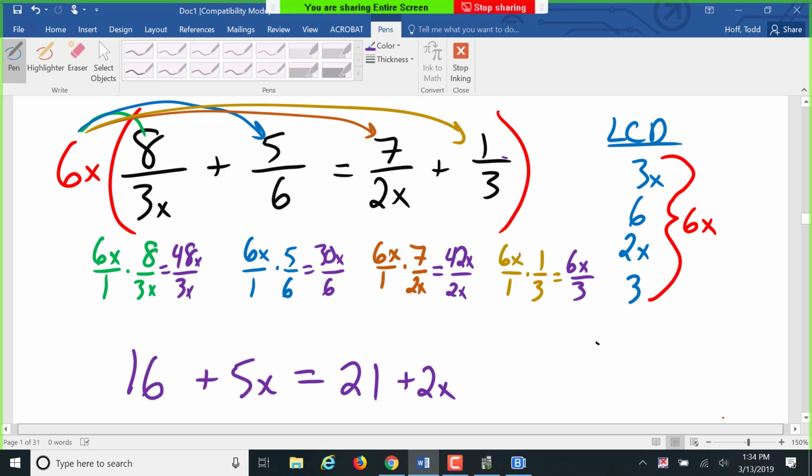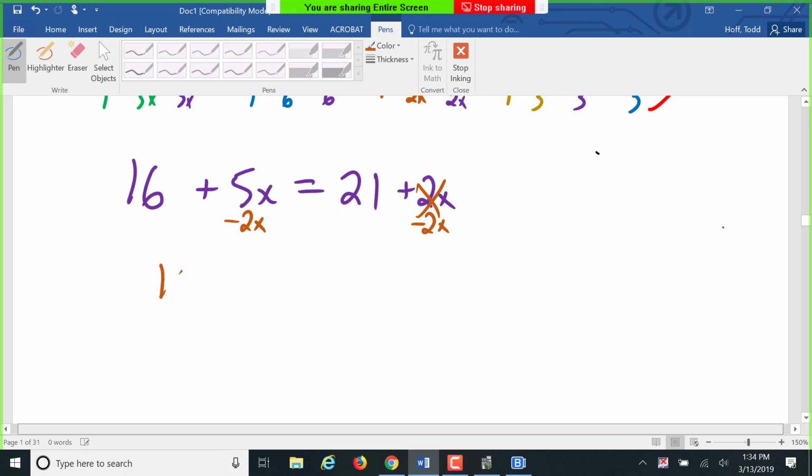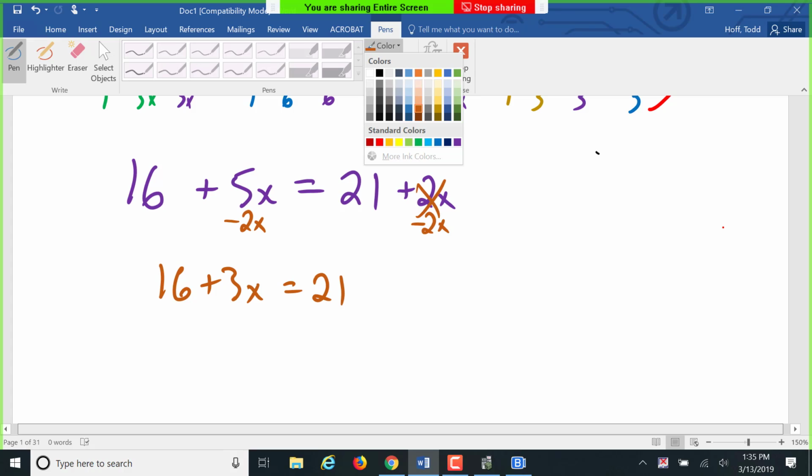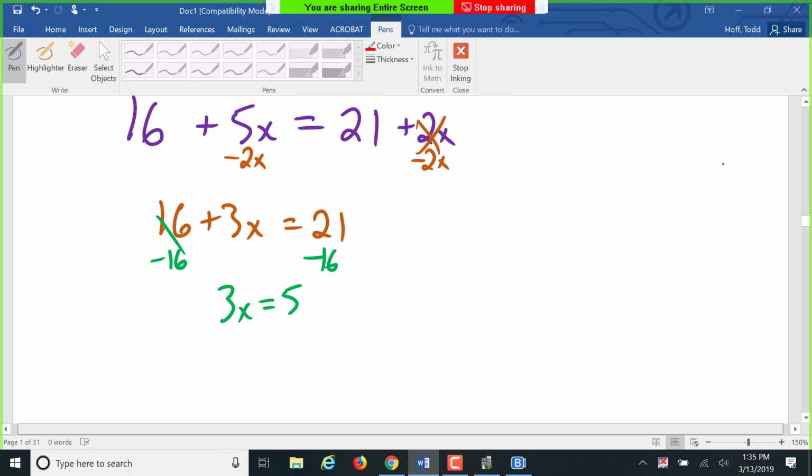And from here now I solve. What would I have to do to solve that equation from there? We usually start by getting the variable all on one side. So we'll subtract the 2x, giving us 16 plus 3x equals 21. And then? Now we'll go ahead and subtract 16. 3x equals 5. And then? Divide by 3. X equals 5/3 or 1 2/3. What do you think? Not so bad? It's just a lot to keep track of.